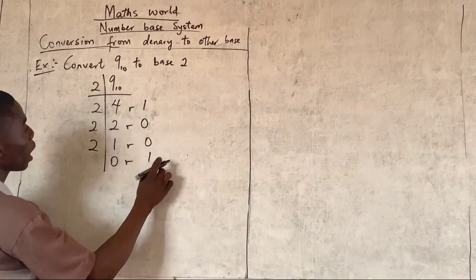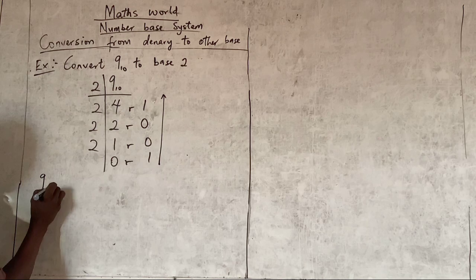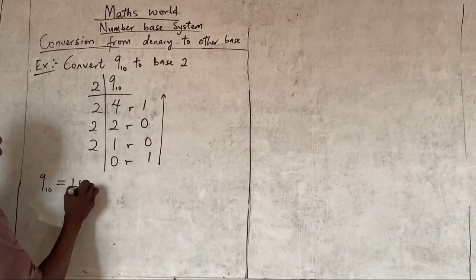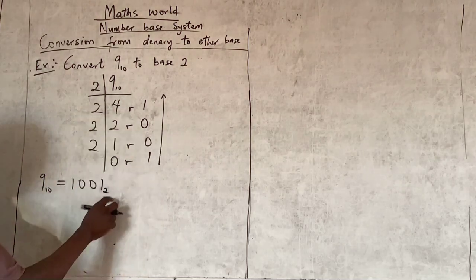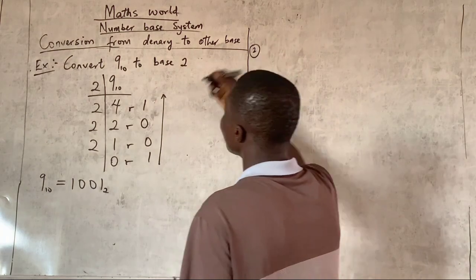So we are now taking it from down to up. 9 base 10 is equal to what? 1, we are taking it upward. 1, 0, 0, 1 base 2. Remember, this base must be written under it. Do you understand? Let's now assume we want to convert another number.